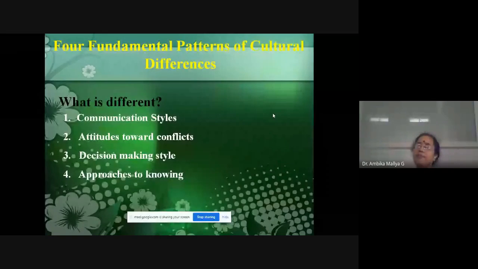Next, approaches to dating. Again, the way we try to know about certain things is very different when it comes to culture. These are the four different fundamental patterns of cultural differences.